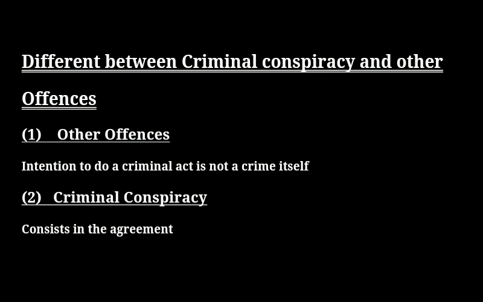Now, the difference between criminal conspiracy and other offenses. In other offenses, the intention to do a criminal act is not a crime of itself until something is done or attempted to carry out the intention. Criminal conspiracy, on the other hand, consists simply in the agreement to do an act, no matter whether it is done or not.